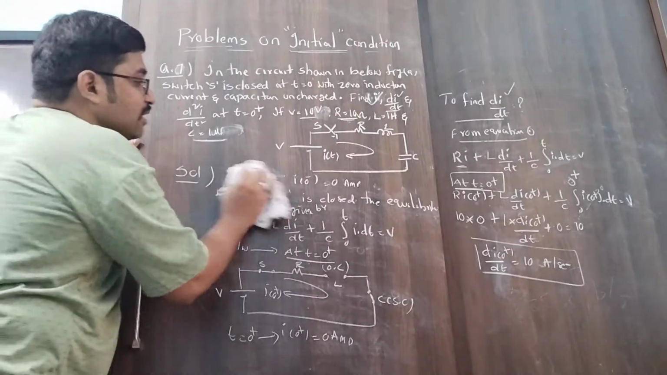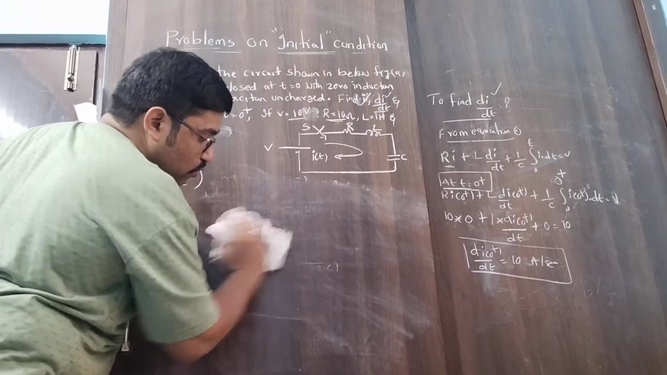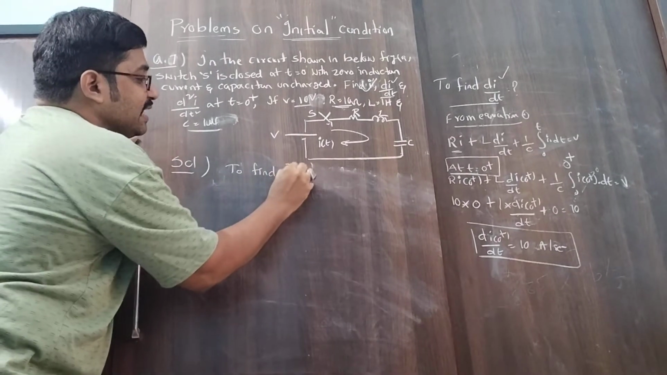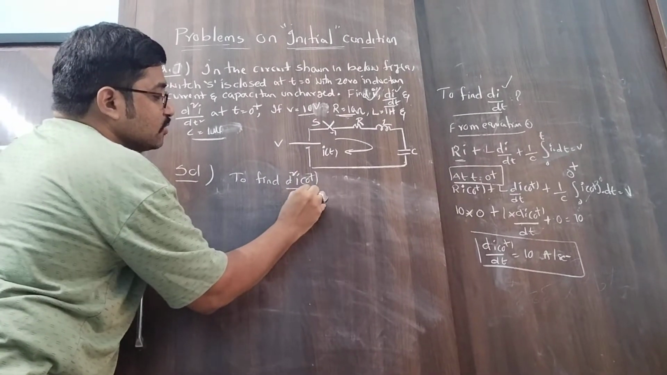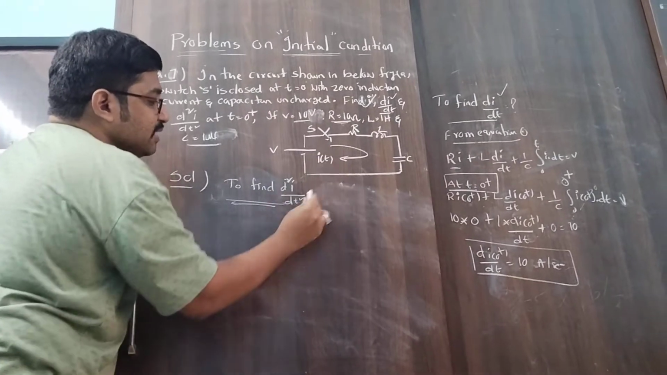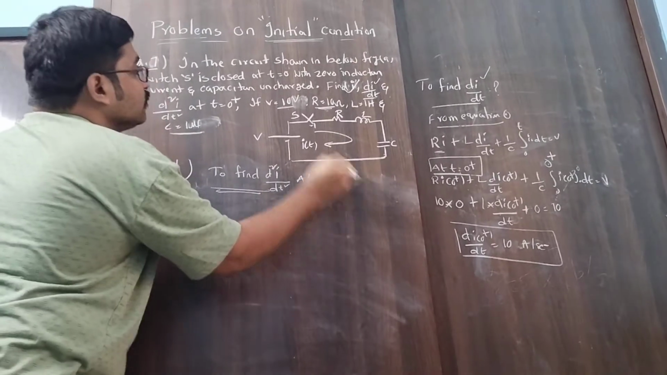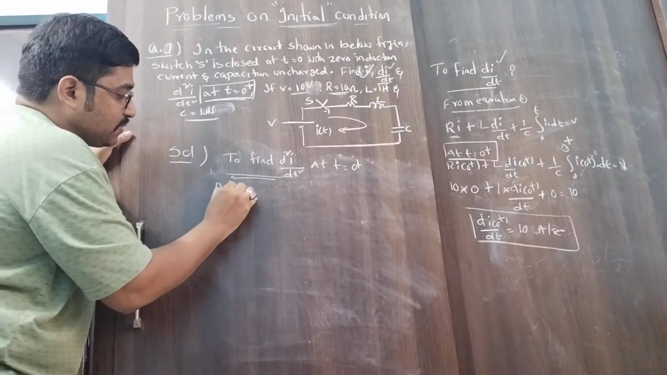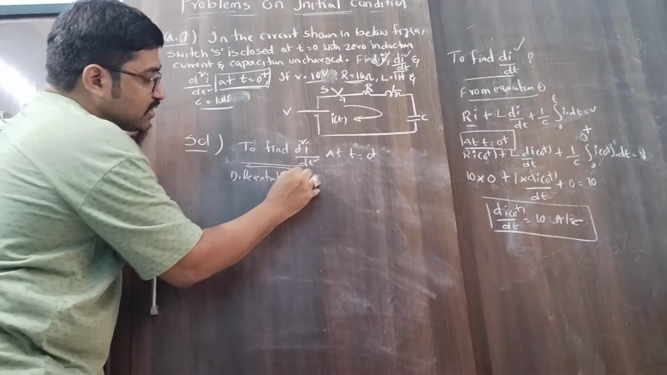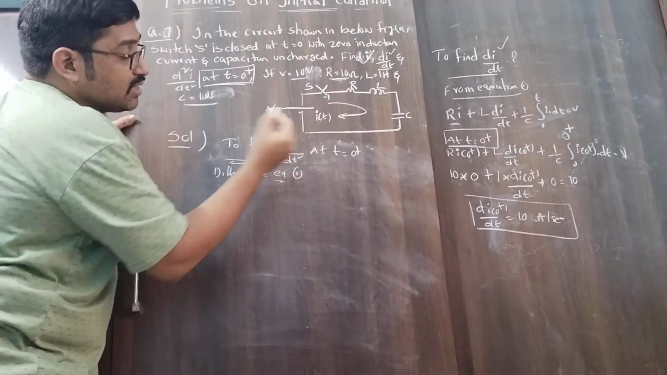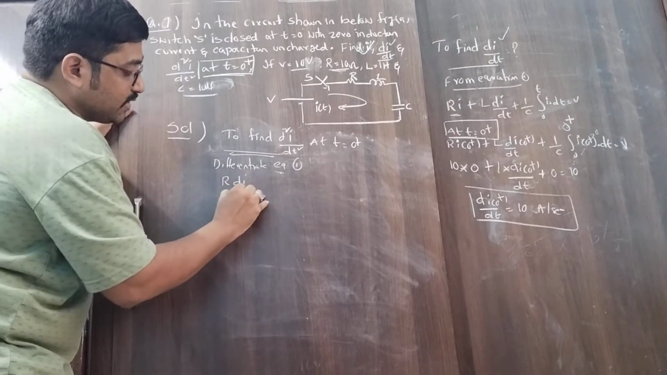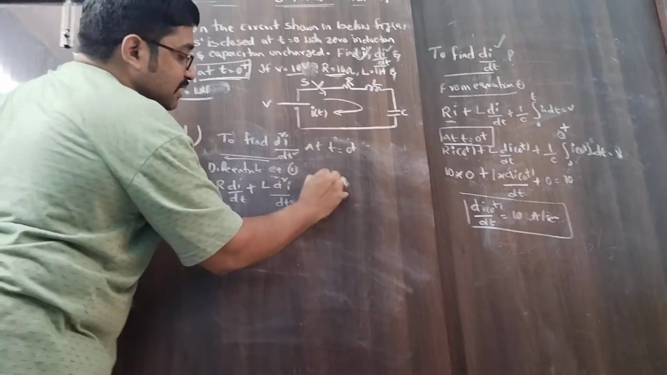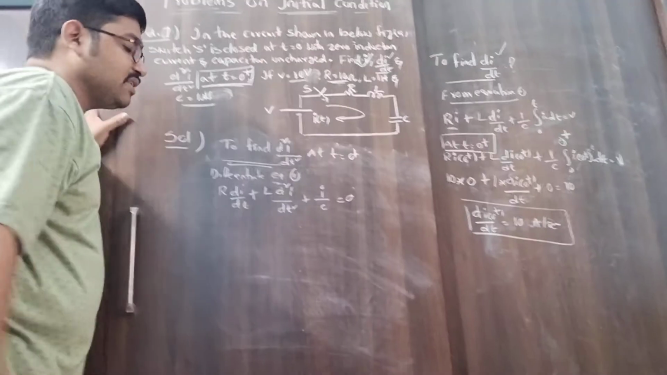Now you need to calculate d square i by dt square at t equals 0 plus. So differentiate equation 1 with respect to the time t. You are going to get R into di by dt, plus L into d square i by dt square, plus i by c, is equal to 0.